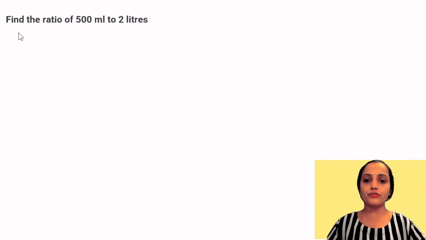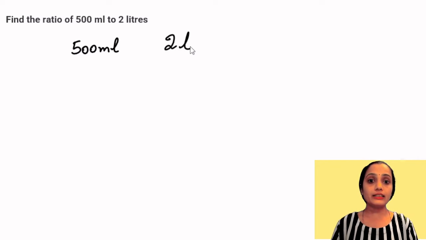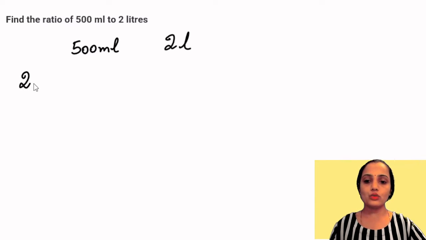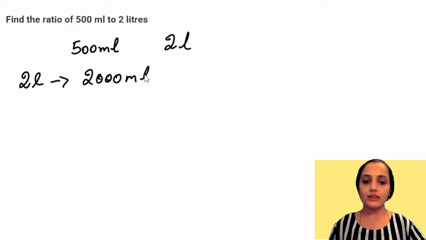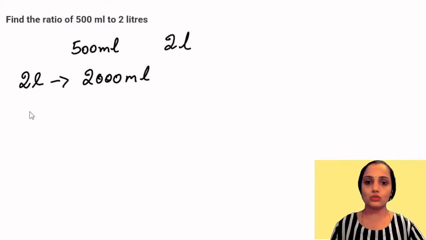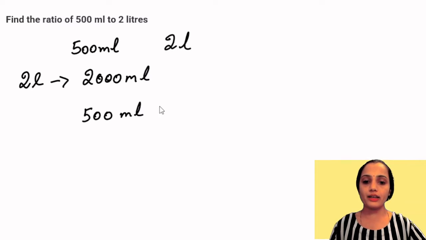Now let's look at ratios with the help of some examples. We have this question: find the ratio 500 ml is to 2 liters. Let's write this down. 500 ml and 2 liters. Now clearly you can see that these are not in the same unit. So let's first convert them into the same unit. 2 liters can be written as 2000 ml. 1 liter is 1000 ml, so 2 liters is 2000 ml. So now we can express them as 500 ml is to 2000 ml.